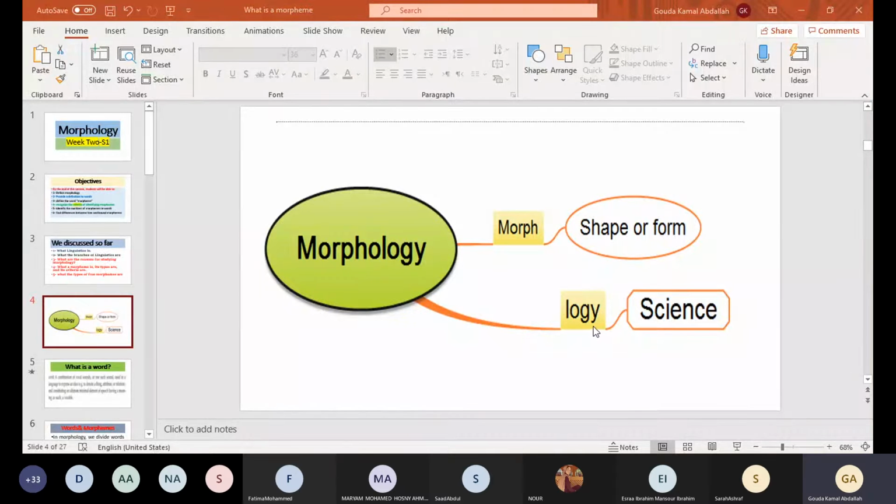One of the main parts that we handled in our previous session was the word morphology. We said morphology consists of two main parts, morph and ology. The part morph means shape or form, building or construction. Then we have the O, which is a linking vowel. And then we have logy or logia, which means the science of or the study of.